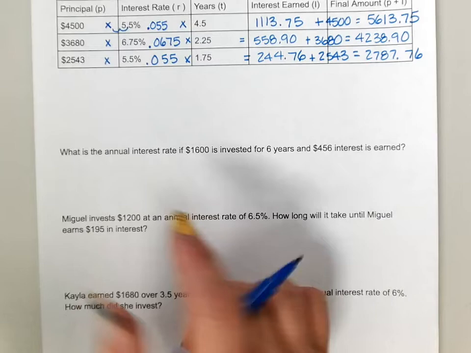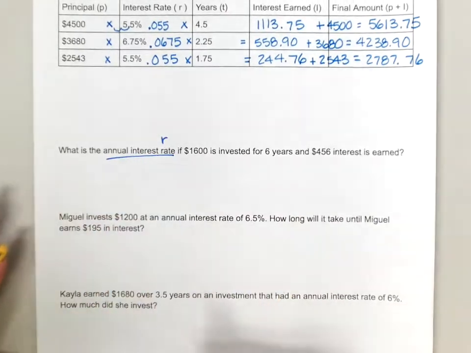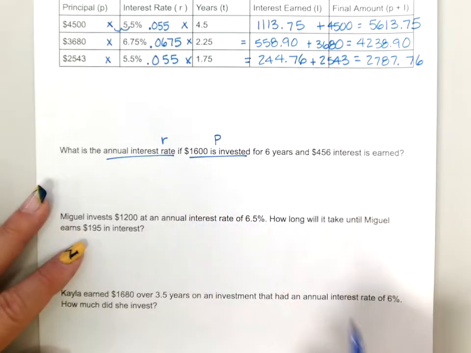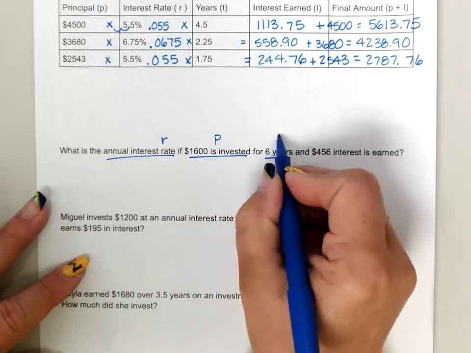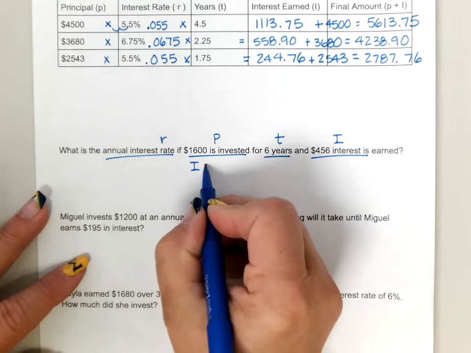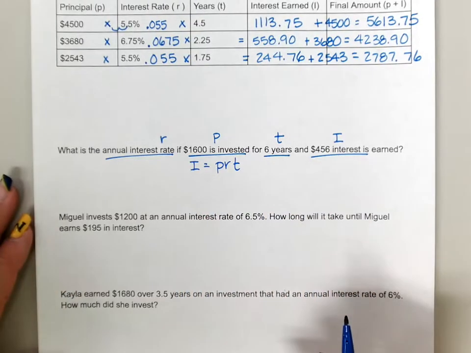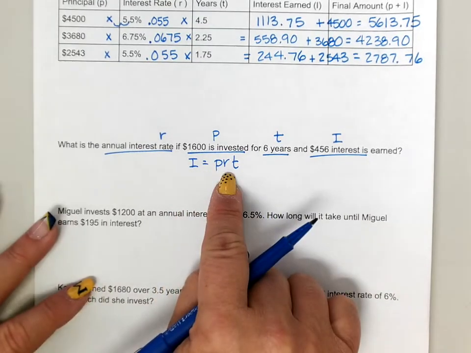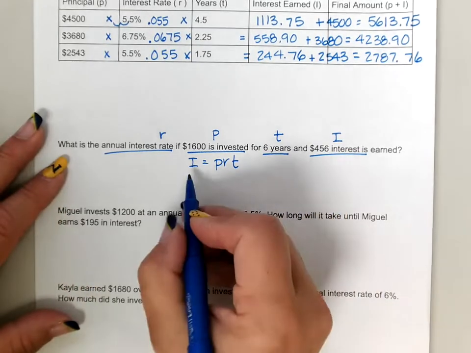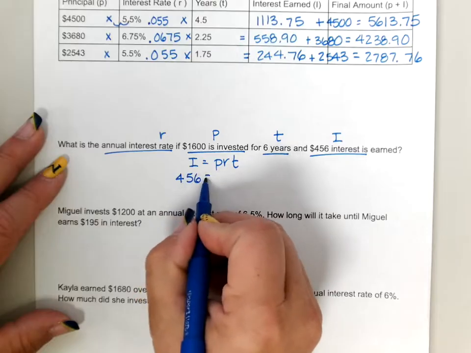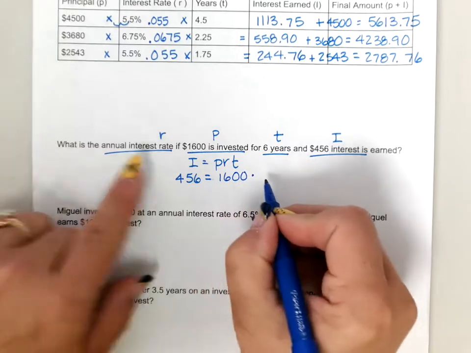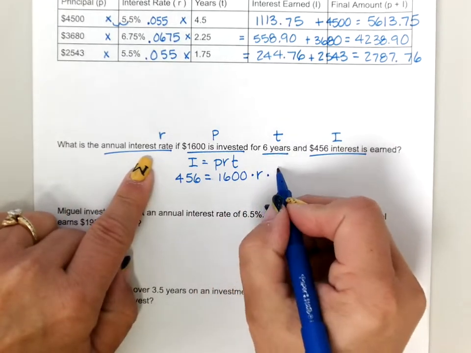So now I want to find the annual interest rate. That's the R. If $1,600 is invested, well, what's invested, remember, it's the P. 6 years is the time, and this is the interest that is earned. So if this is my equation, I equals PRT, I have to replace the letters with numbers. There will be one variable left. So this is the interest that is earned. That goes in place of I. P is what's invested, that's $1,600. R is unknown, T is 6.